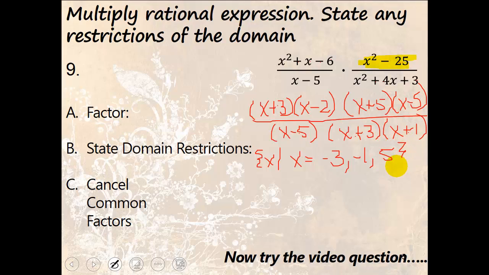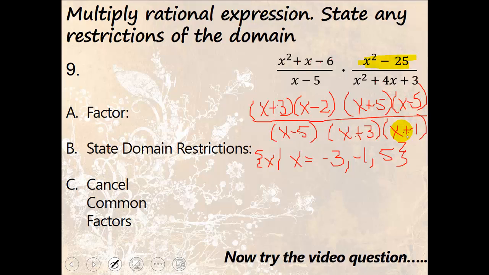You don't have to have them in that order. They just go from smaller to greater. But this one produces x can't equal 5. This one produces x can't equal -3. And this one produces x can't equal -1.